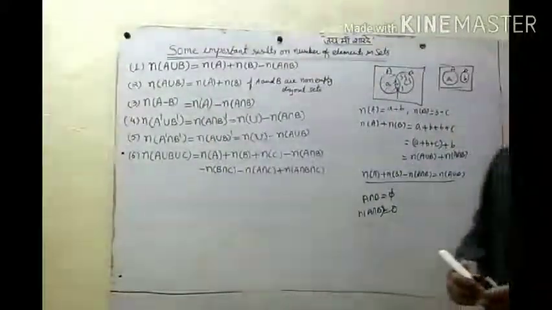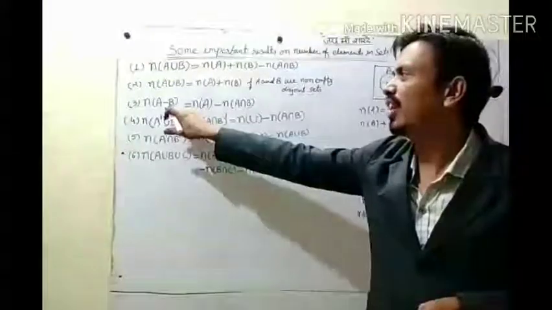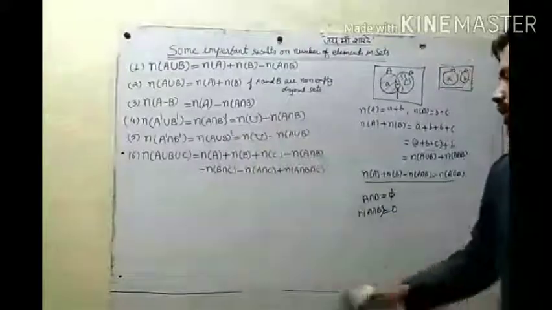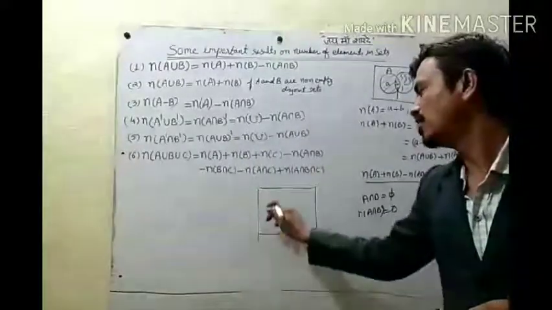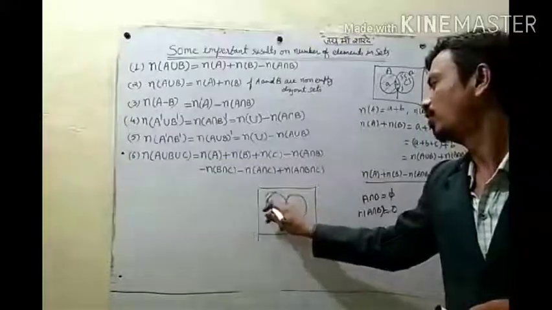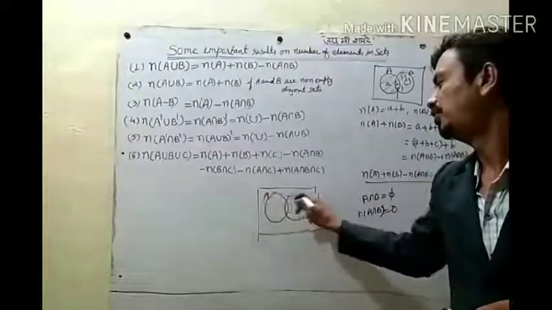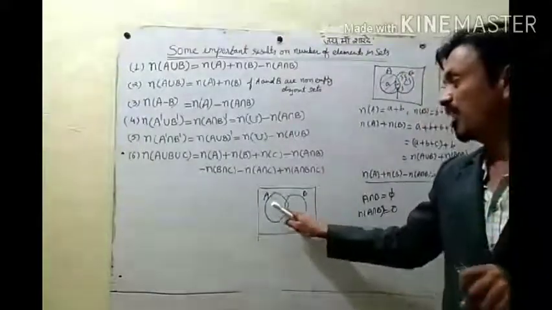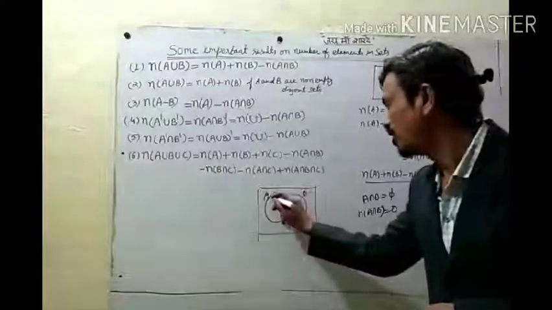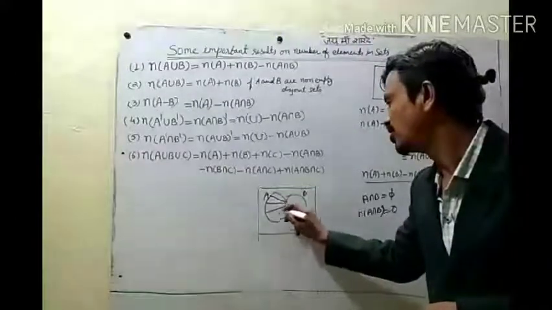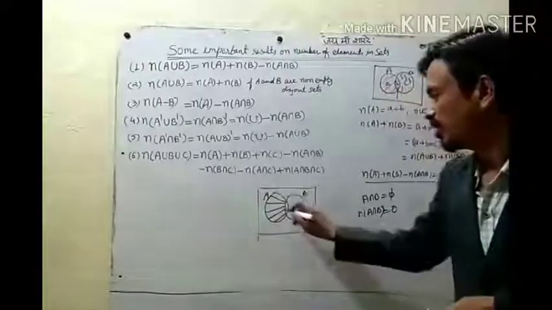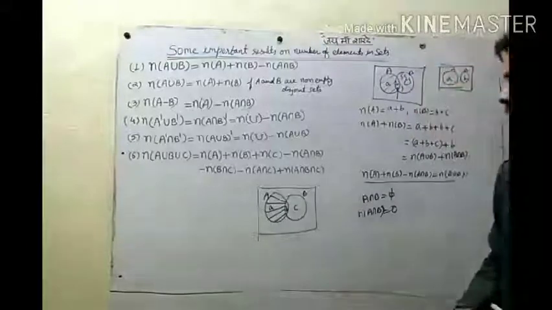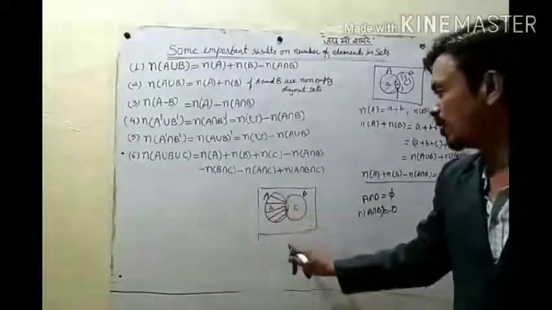Okay? Then for the third, the number of elements in A minus B is the same as the number of elements of A minus the number of elements of A intersection B. From this, what is A minus B? We know the difference of two sets. The difference of two sets A and B is what? The set of all the elements which are in A but not in B. So it is our A minus B. Okay? Now suppose here we have elements a, here we have b and here c. Okay? Now the number of elements of A minus B means a.